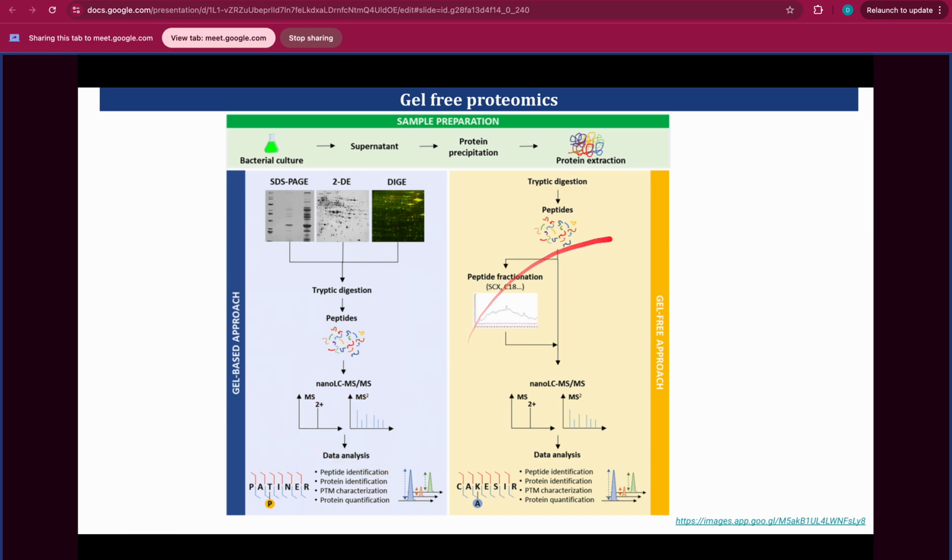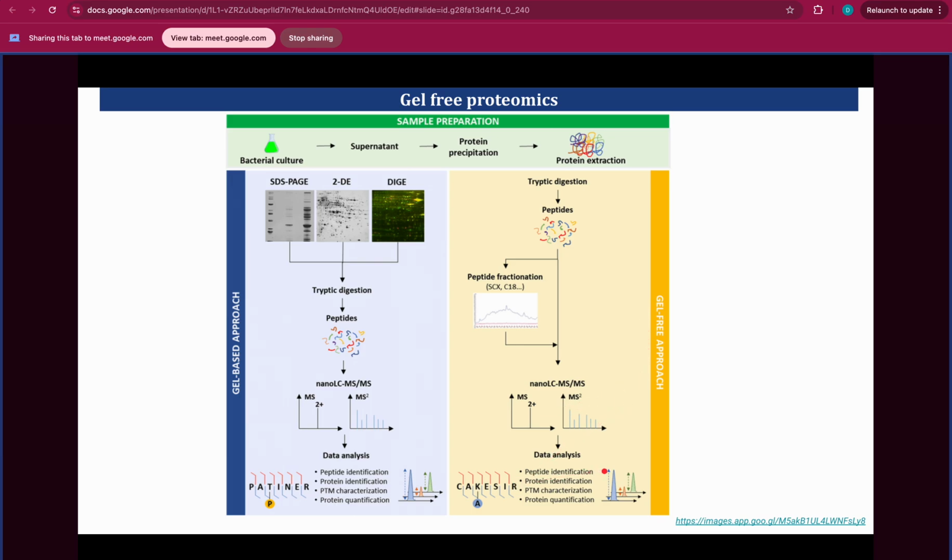But if we talk about gel free approaches, in this case we do not separate the proteins by using gels, but we simply go for the tryptic digestion. So we use certain enzymes which will cleave those proteins into smaller peptides, and as we have obtained the peptides, we can simply go for mass spectrometry. So this is peptide fractionation, in which we have multiple peptides, so we can put them into different fractions, and then we can go for mass spectrometry and ultimately analyze the data.